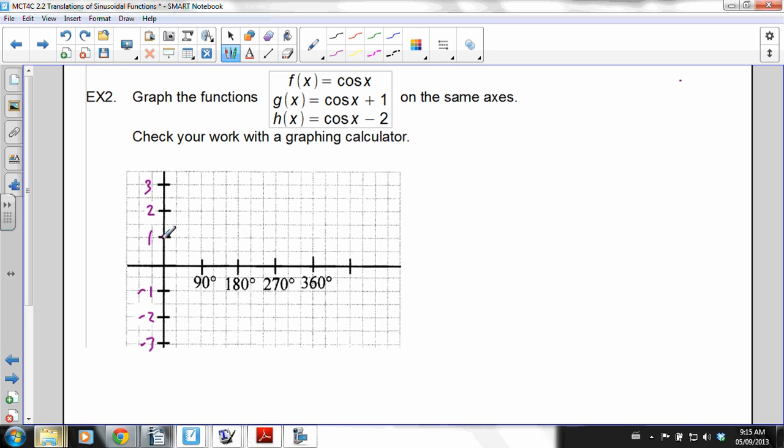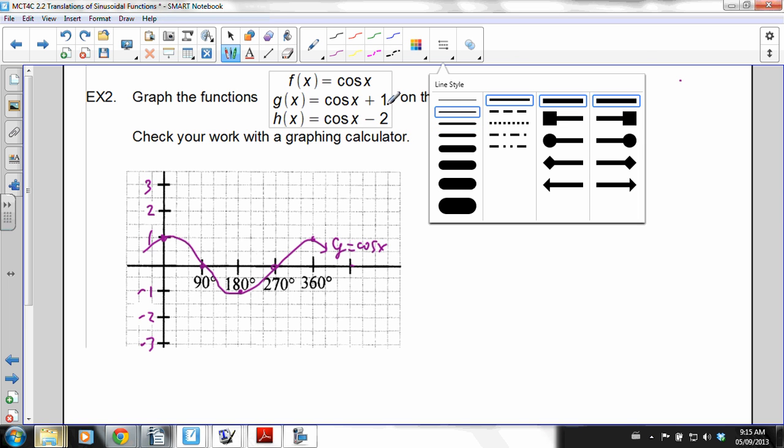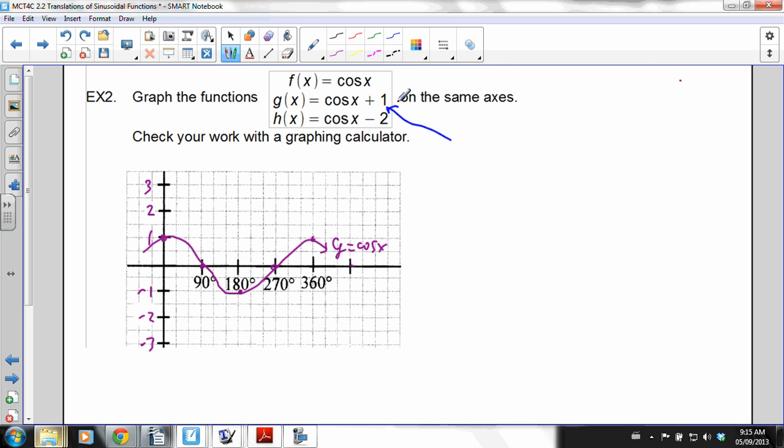Cosine starts at 1, and then every 3 ticks, important point, going from 1 to 0, to negative 1, to 0, to 1, and so on, right? And that's the first graph, which is cos x. Changing colors. What does this do? Well, it affects y values, like we said.